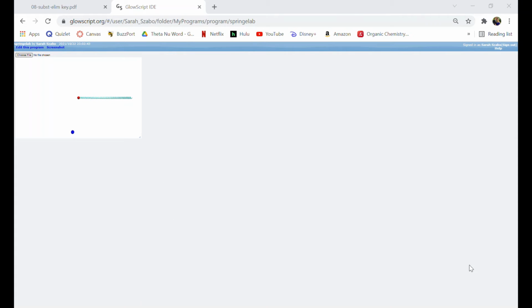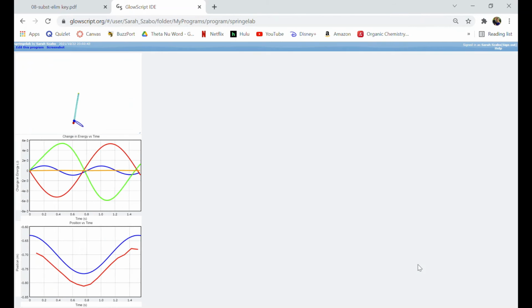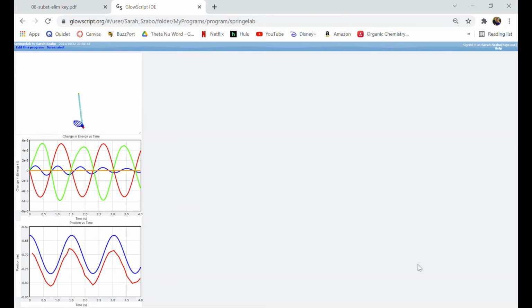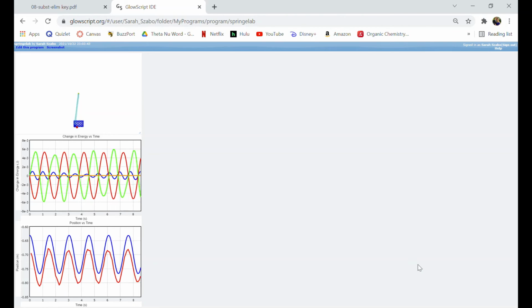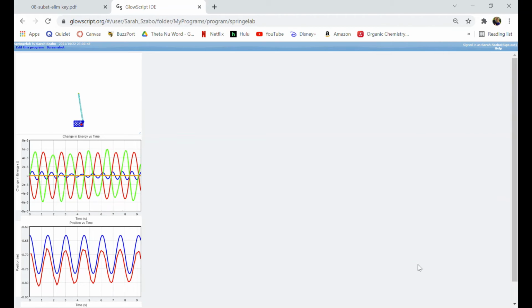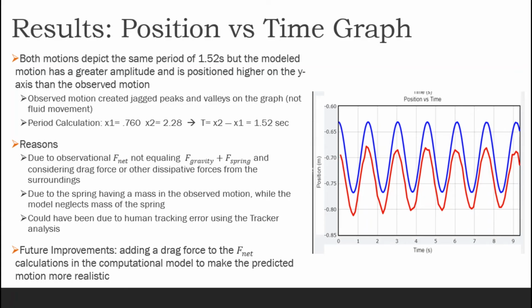The Y position over time compared the motion between the computational model in blue and observed model in red, and the energy graph over time depicted potential energy in red, spring energy in green, kinetic energy in blue, and total energy in yellow. The results depicted both motions having the same period of 1.52 seconds, but the model motion has a greater amplitude and is positioned higher on the y-axis than the observed motion. Additionally, the observed motion in red created jagged peaks and valleys on the graph, so not fluid movements.